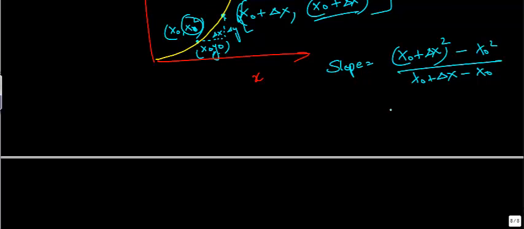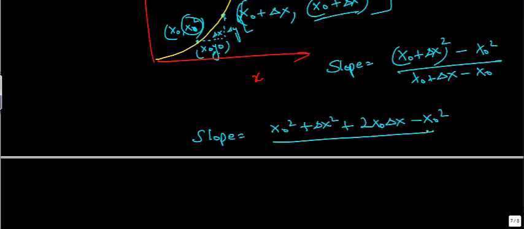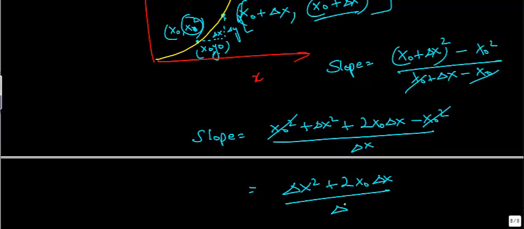All we need to solve this is simple arithmetic. So slope is equal to x0 square plus delta x square plus 2 x0 delta x minus x0 square, divided by, well, this is going to be cancelled, right? x0 minus x0, and we'll end up with delta x, right? And similarly over here, x0 square cancels x0 square. What we're left with is delta x whole square plus 2 x0 delta x, by delta x.